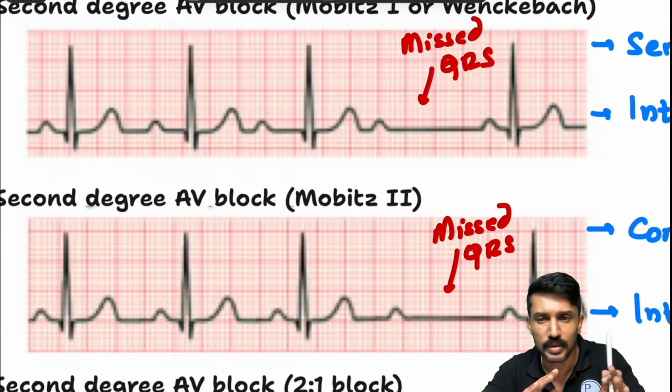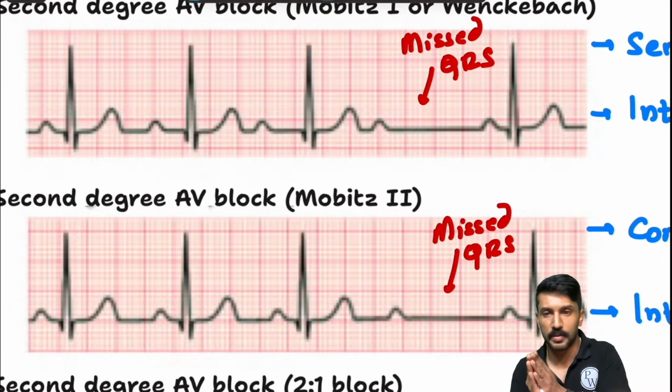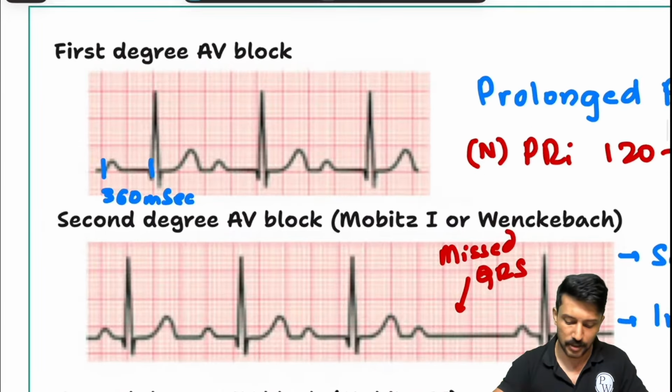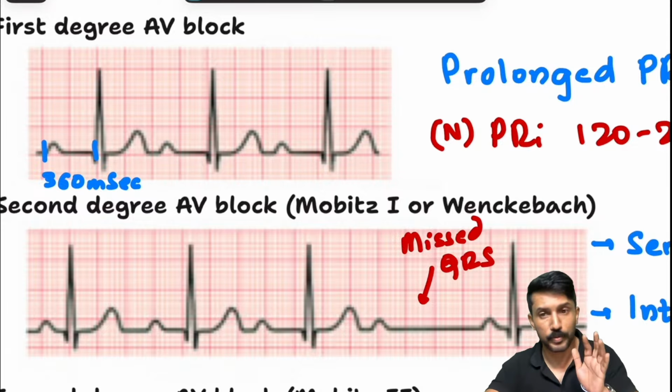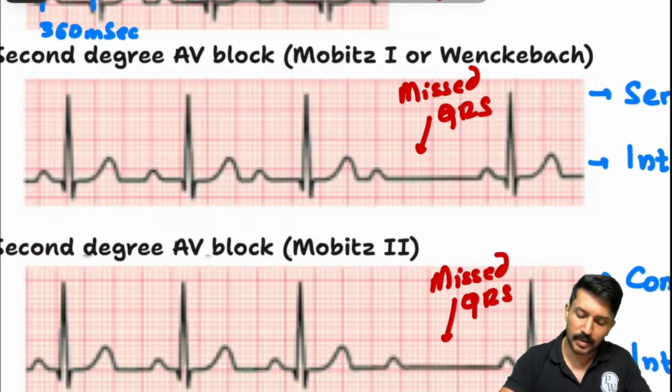But here, for any question of AV block, the first thing you should see is whether there is a missed QRS present or not. If missed QRS is present, it is second degree AV block. If no missed QRS, it could be first degree. Check the PR interval. If that is prolonged, then it is first degree. If no missed QRS and no prolonged PR interval, then there is no AV block at all. As simple as that.